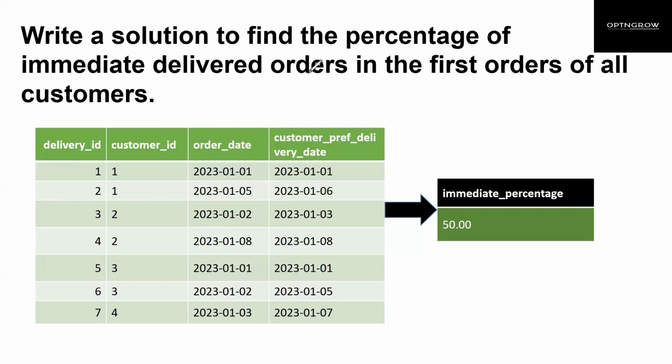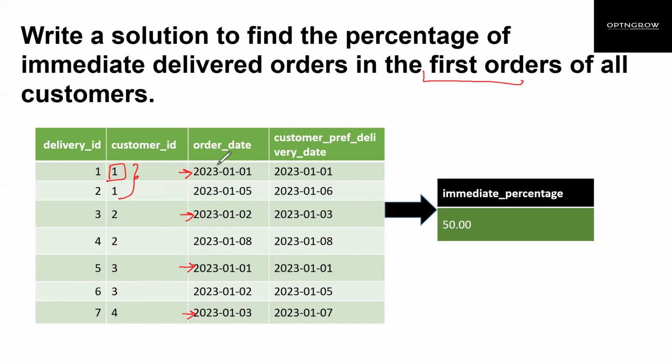Now, the first thing that we have to do is find the first orders of all the customers. So if I talk about customer ID 1, what's the first order? Customer 1 has placed 2 orders, so this is the first order. In case of customer 2, this is the first order. In case of customer 3, this is the first order. In case of customer 4, this is the first order.